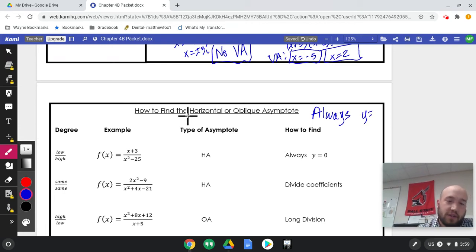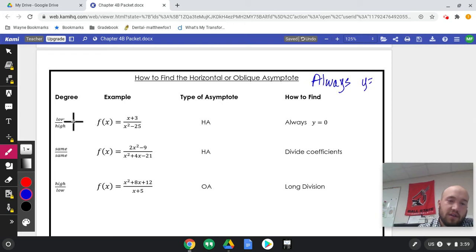Now, if we look here, we have some different types of degrees. What I mean by degree is look at the top and the bottom. So this top one, let's establish the degrees of these. The top one is degree 1, and it's over a degree 2. Anytime you have a lower number over a higher number, you know it's going to have a horizontal asymptote, and right here, it's always going to be at y equals 0. So that's if the degree on top is lower than the degree on the bottom. That is always the case.